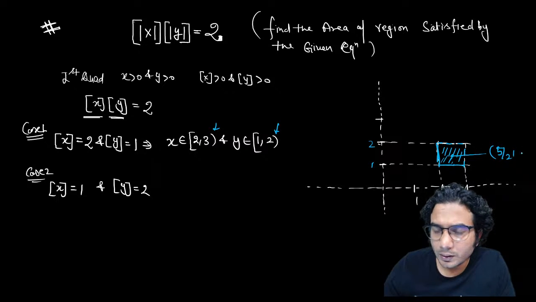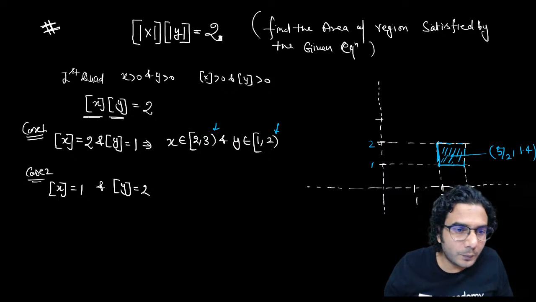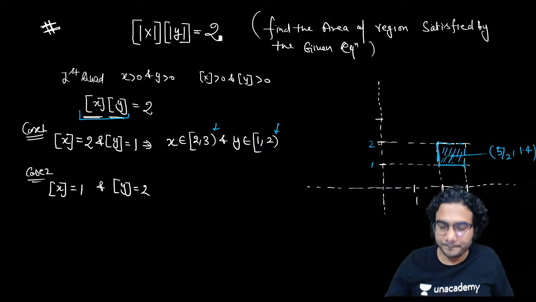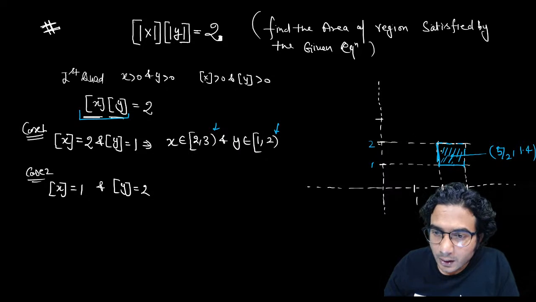this is 1, this is 2, 1.4, okay? So 5 by 2, comma 1 by 1.4, if you put in this equation, it will satisfy, okay? So have you got this point? All these points will satisfy. Is it clear to you?